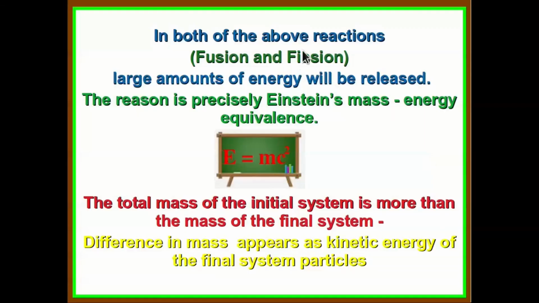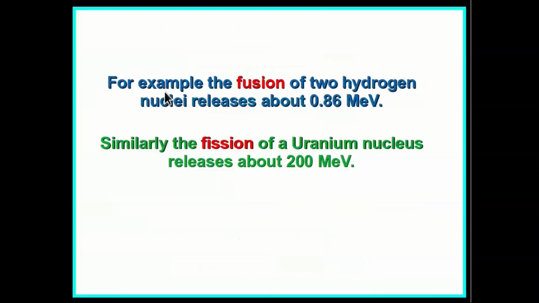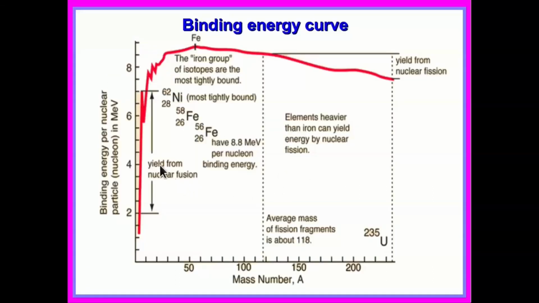In both the above reactions, namely fusion and fission, we saw that large amounts of energy will be released. The reason is precisely Einstein's mass-energy equivalence, E equals mc squared. The total mass of the initial system is more than the mass of the final system. The difference in mass appears as kinetic energy of the final system. For example, the fusion of two hydrogen nuclei releases about 0.86 MeV, and the fission of a uranium nucleus releases typically about 200 MeV.